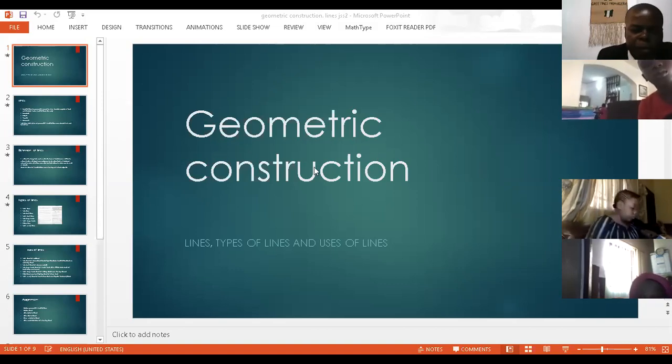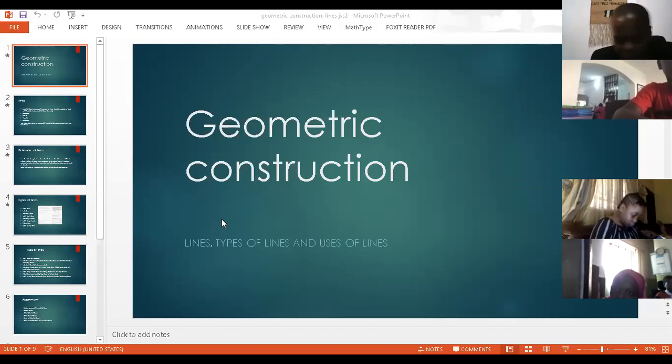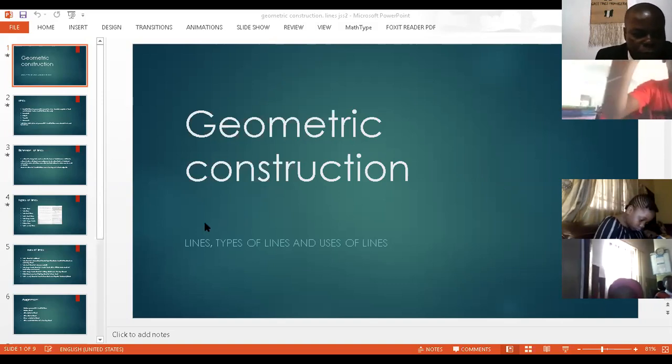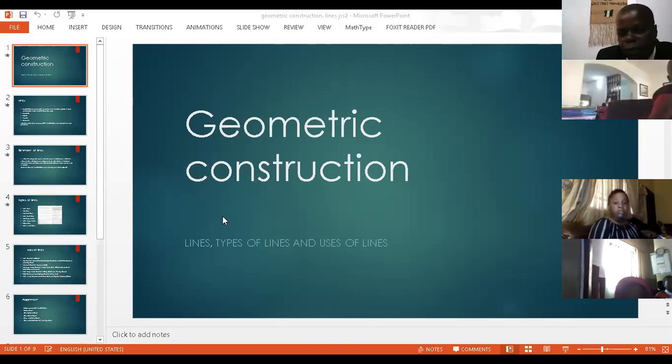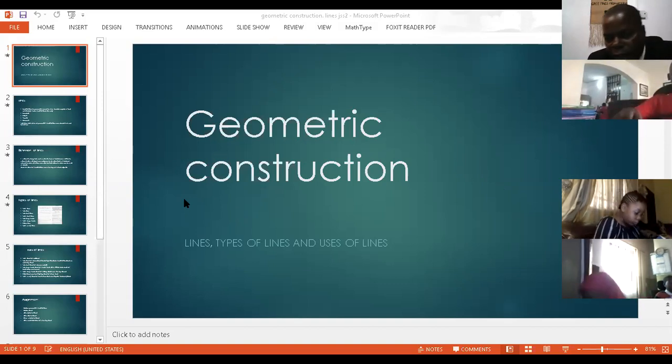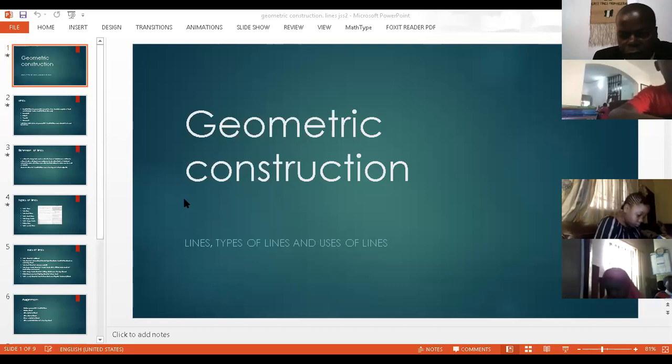Okay, great. So last class we did geometric construction. We studied lines. So we know what lines are, types of lines, uses of lines, and so on and so forth. So now today we'll try and see the picture of those lines that you were taught last week. So do we continue from there? Just type in yes. Okay, great.